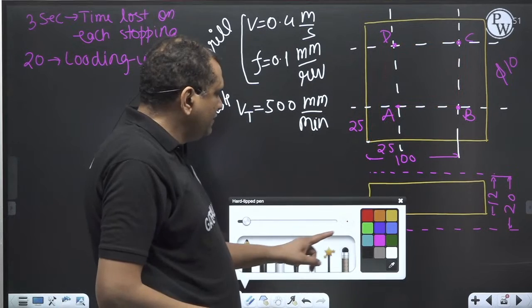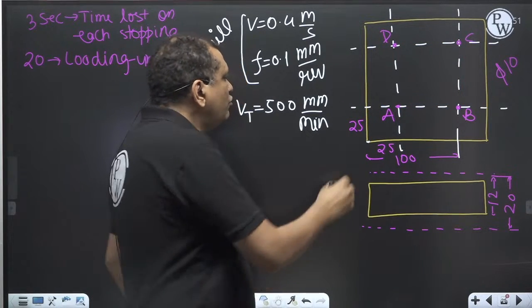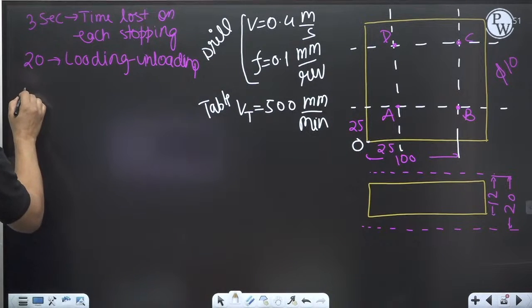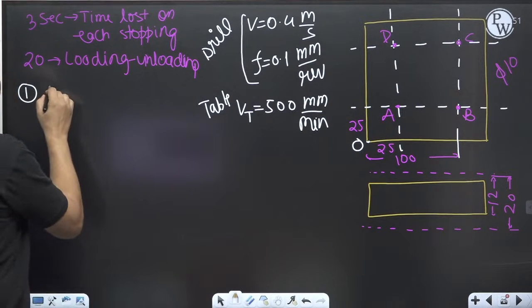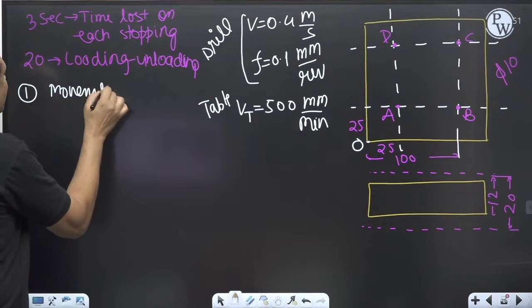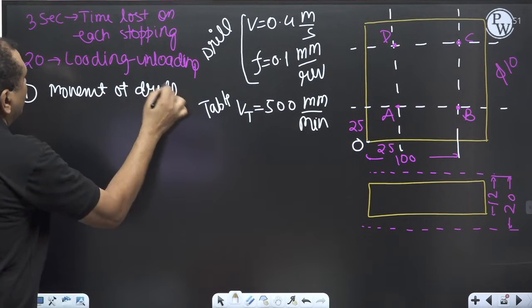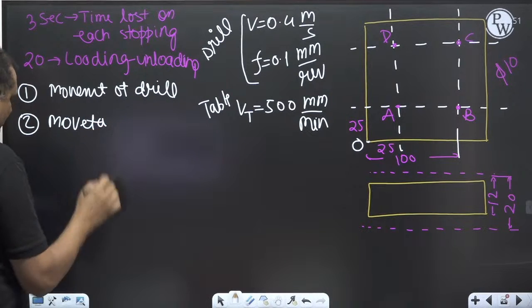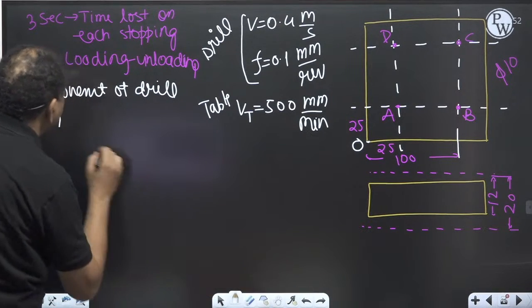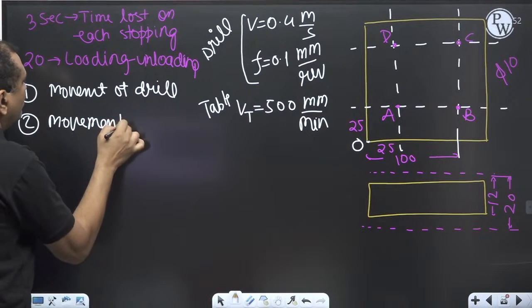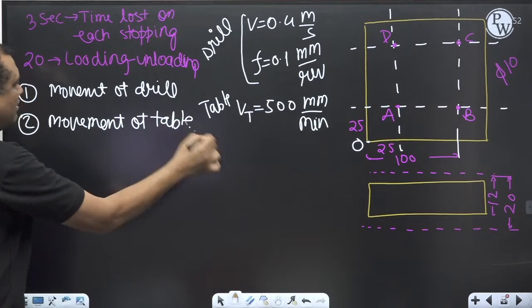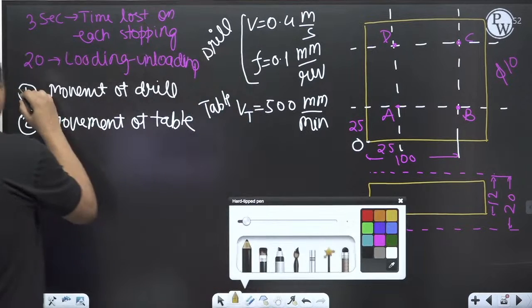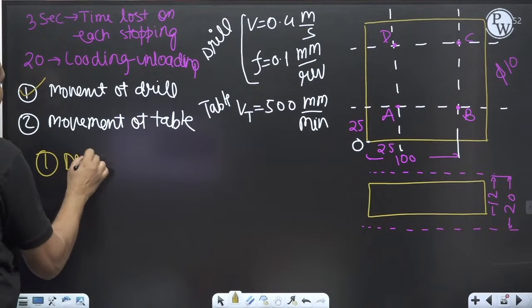So for the calculation, 2 types of time will come. First time is movement of drill, and the second is the movement of table. Once we are performing the drilling operation, time is pretty much the same for everything. So for drill, calculations are easy.